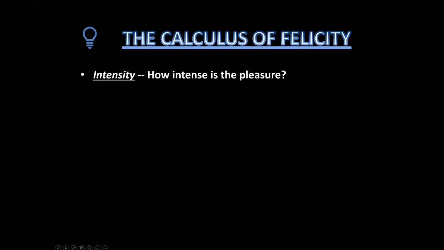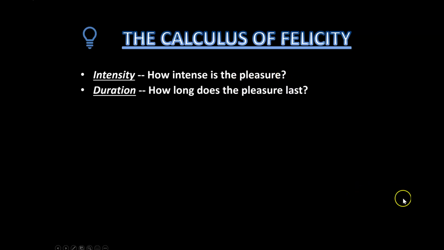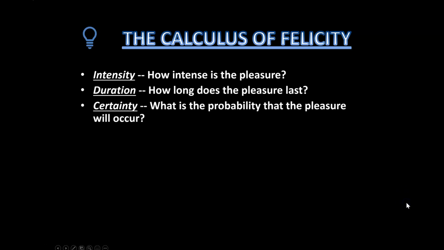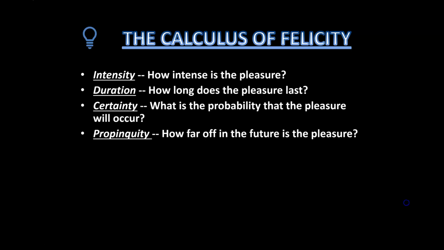First, in whatever it is that you're about to do, how intense would the pleasure be that ostensibly will result from this course of activity? Like, I'm thinking of doing this thing called B, right? Well, how intense would the pleasure be from B if you did it? How long would that pleasure last? If you did B, how long would that pleasure last? Certainty. What's the probability that the pleasure will occur? Is it highly likely to occur if you do B? Or is it kind of half and half?